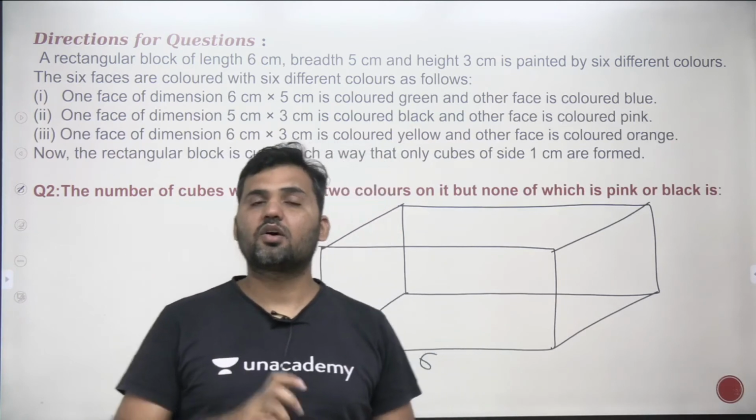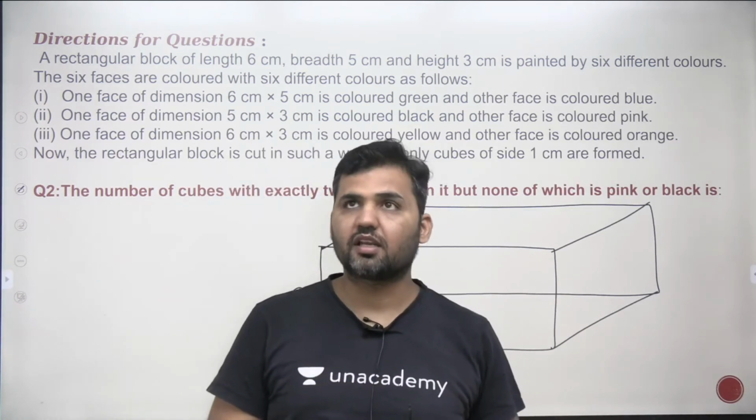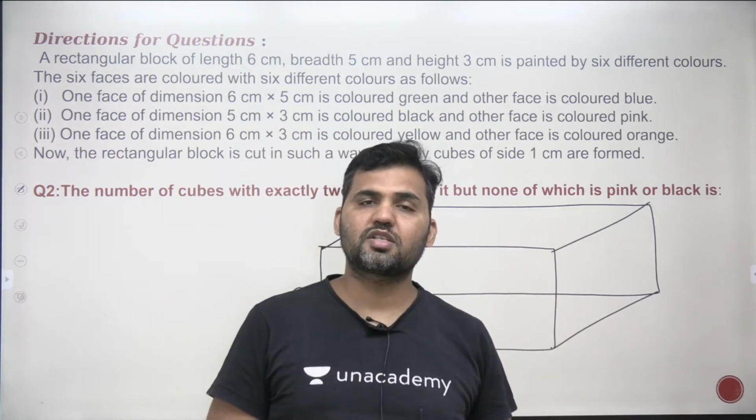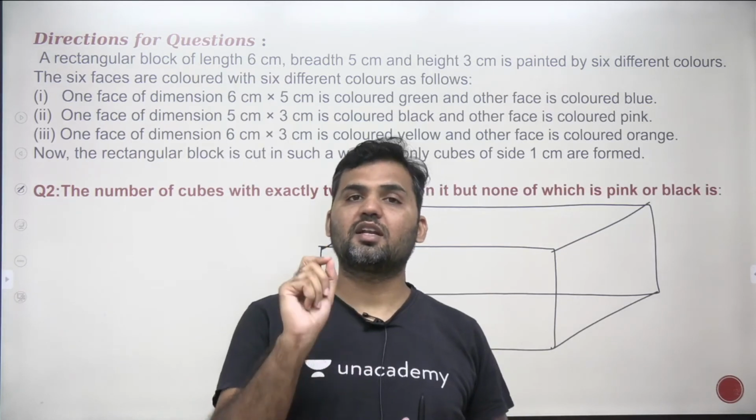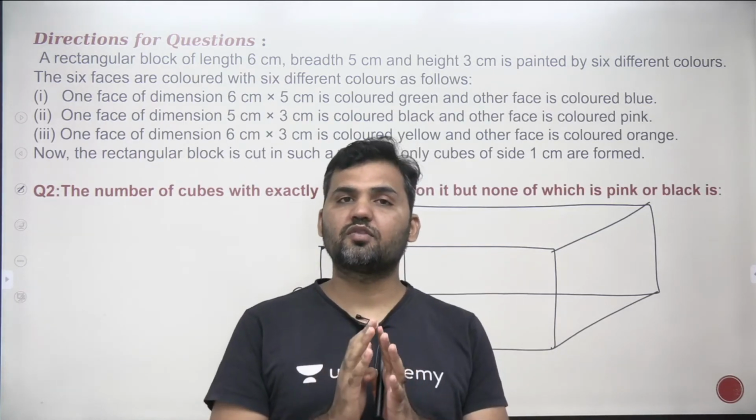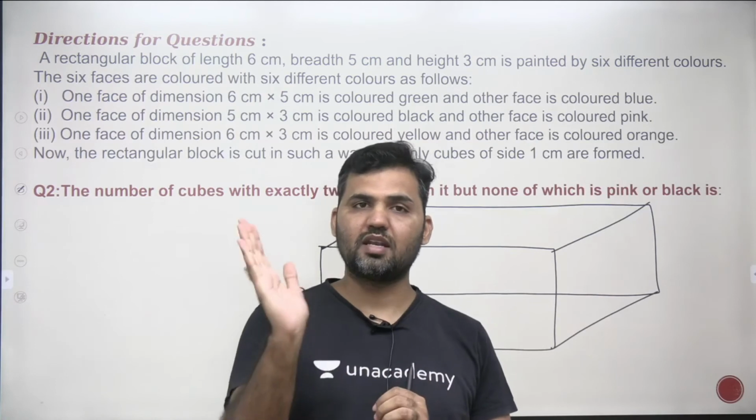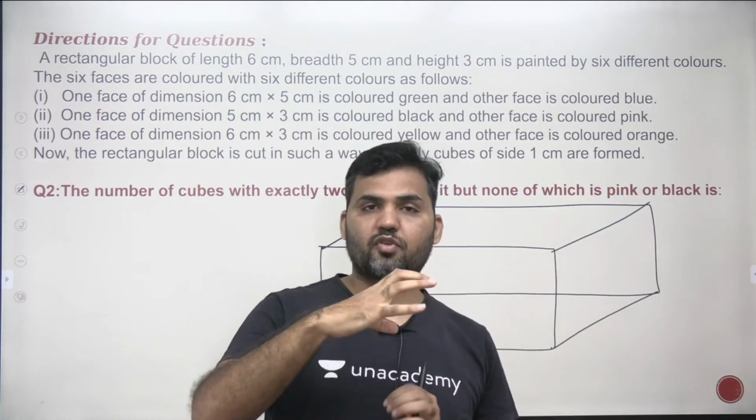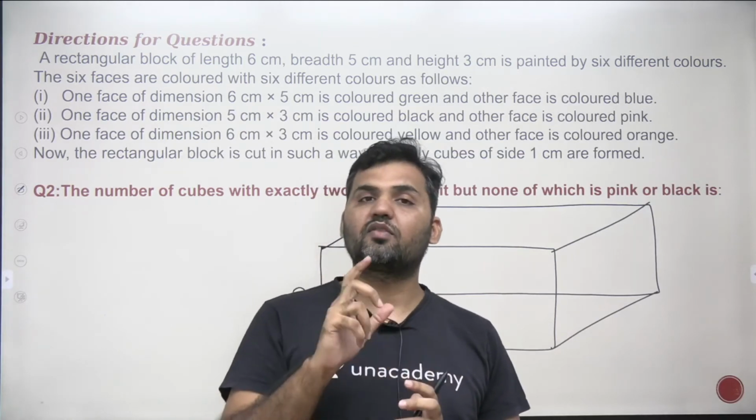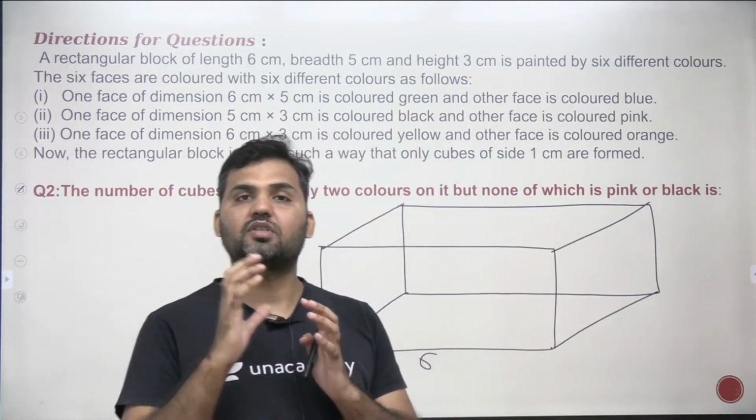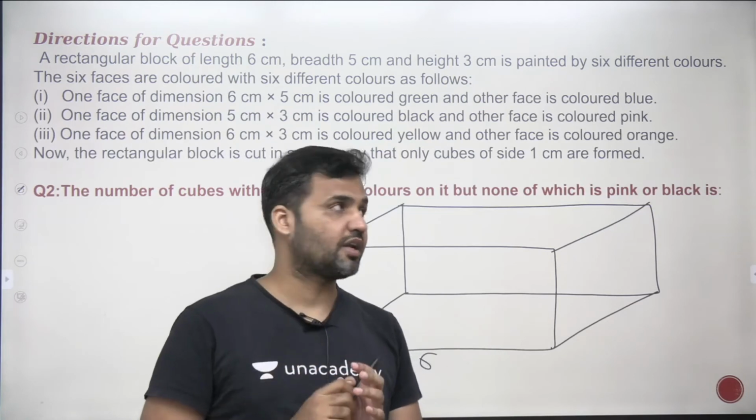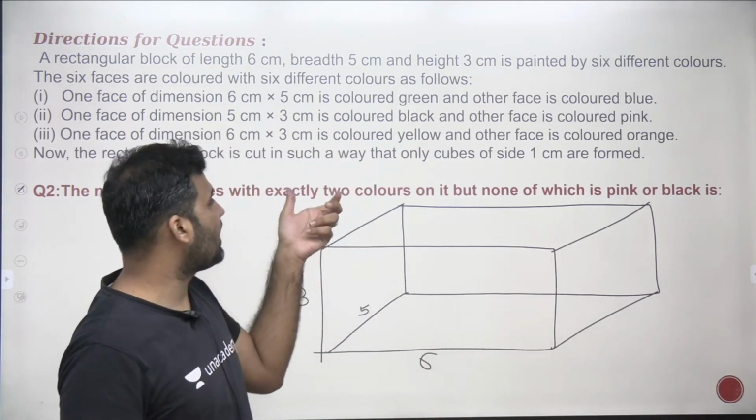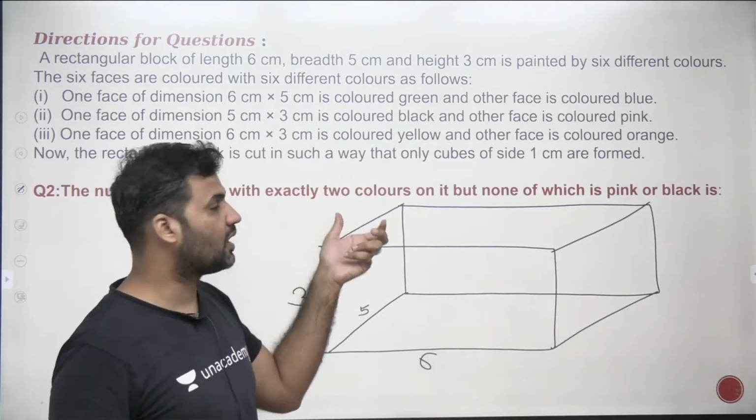Look at the corner of the room that you are sitting in. If you look at the corner of the room that you are sitting in, you will be able to see that the corner is the intersection of 3 faces of the cuboid. 2 walls and 1 is a roof. So if I'm taking a cube from the corner of the cuboid, that will have 3 colors, that will have 3 faces painted on it. I want cubes which have exactly 2 colors.